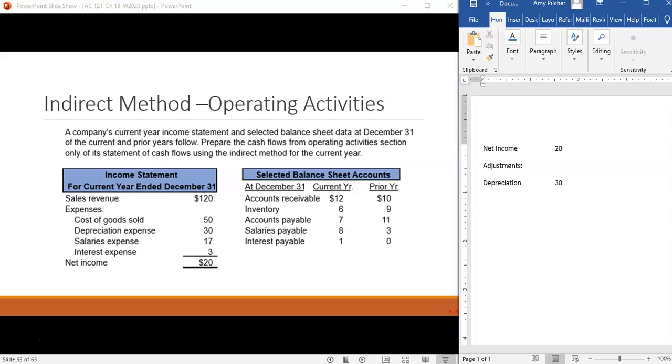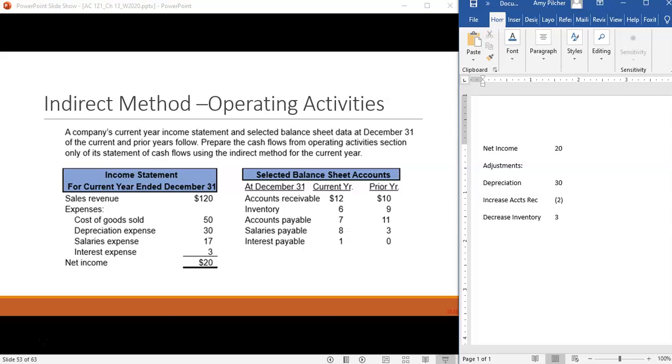We have an increase in accounts receivable. We went from 10 to 12. So, increase in accounts receivable, we are going to subtract that. Next, we look at our inventory account. We have a decrease in our inventory account. Last year it was 9 and this year 6. Decrease in inventory. That difference is 3.